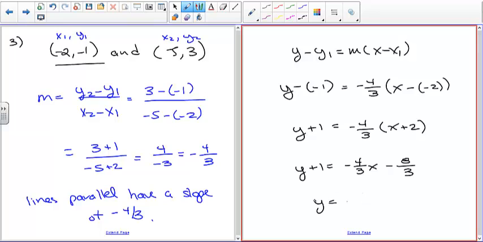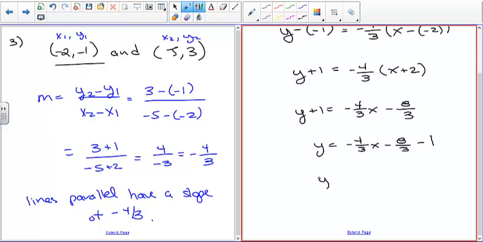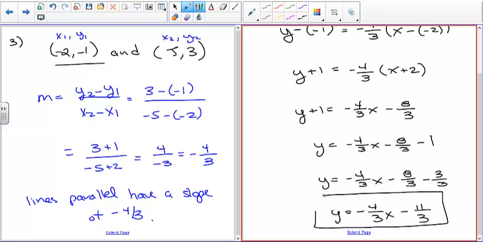Then we can subtract 1 from both sides. I'm going to do the same thing, but just move this from left to right. It becomes negative 1. Then I'm going to convert these two to a common denominator, which is going to be 3. So 1 is 3/3. So you get y is equal to negative 4/3 x. Negative 8 minus minus 3 is negative 11. So you get negative 11/3. So that's your answer.